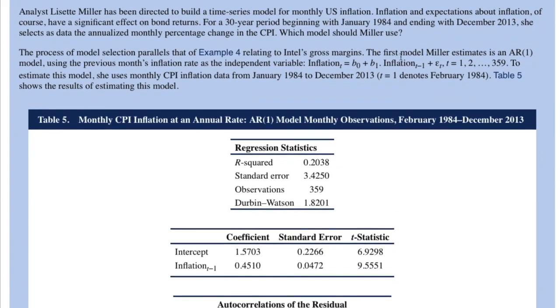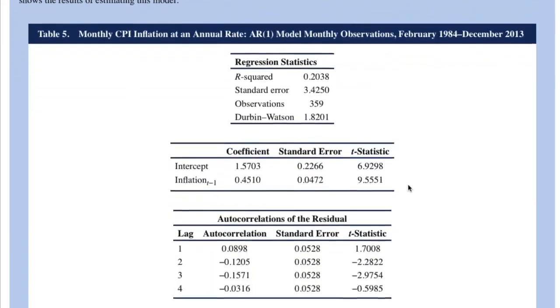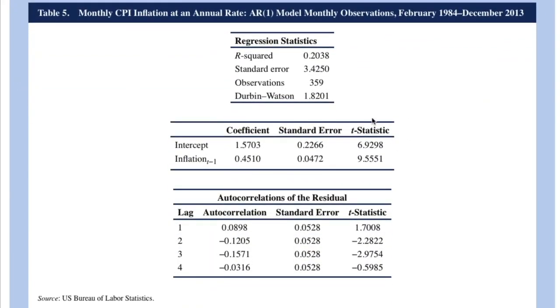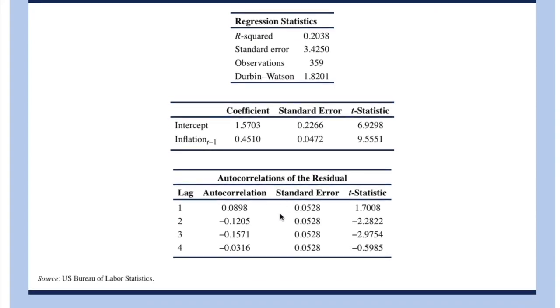So here we go. What's the first model? An AR1. She's estimating an AR1 model. Inflation at time t is B0 plus B1 times inflation at time t minus 1. Okay, so let's just go right to our model. When we're doing something like this, an AR1 model or any AR model, you can skip all of this stuff up top. There's no point in going through it until you look at the autocorrelations of the residual down here. You've got to look at this, because if you cannot accept that the model has no autocorrelation, you can't continue.